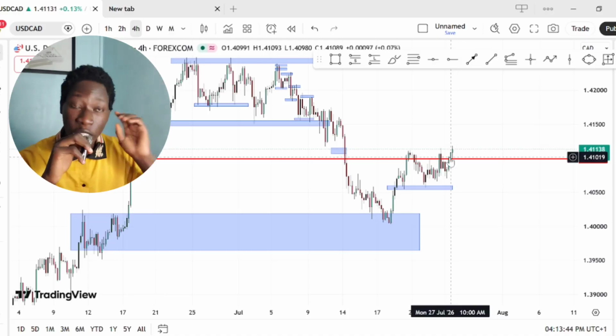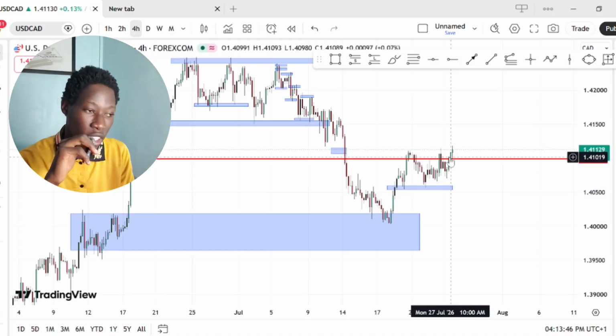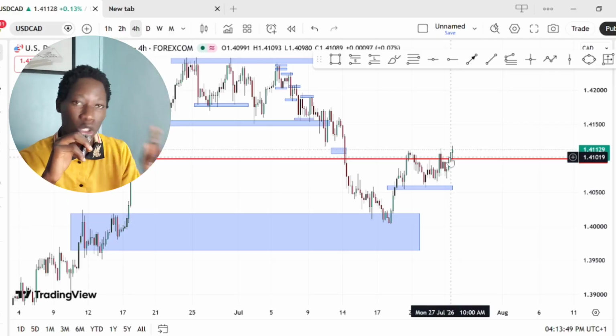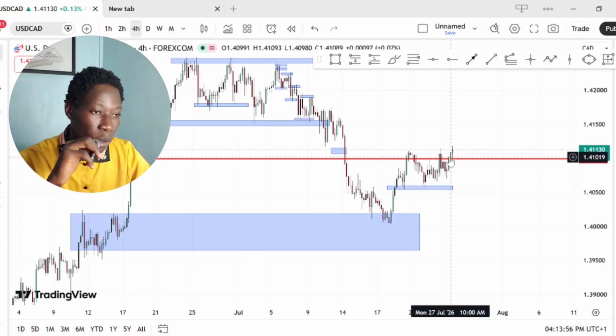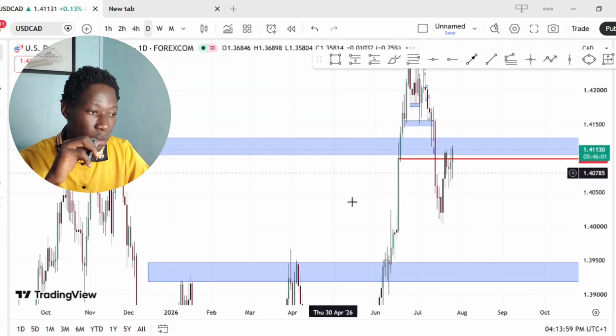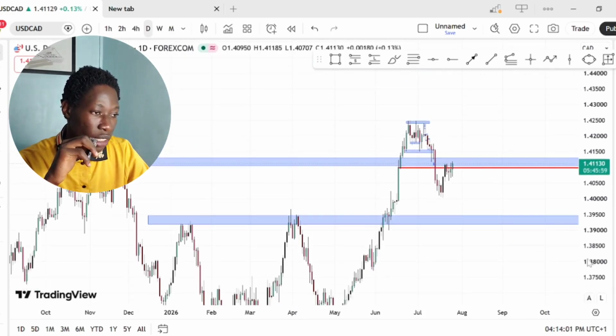But first off, what is general among all of us as traders is market structure. A market always repeats itself. It always gives that structure, right? So this particular market is still the same thing. I still feel like this market is going to continue buying towards the upward side.